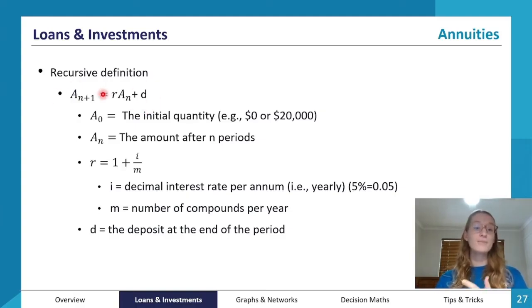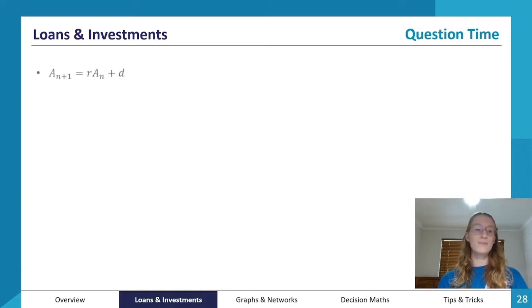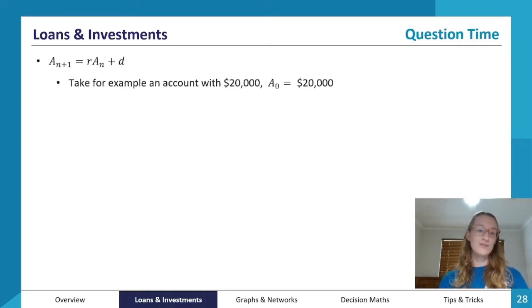So that's why an annuity is going to grow, because we're going to get interest paid out on the money that we have in that account. And also we're going to add to that account regularly. And then, A0, An, R are all defined the same here as what we've talked about before. So let's look at an example, do a question.